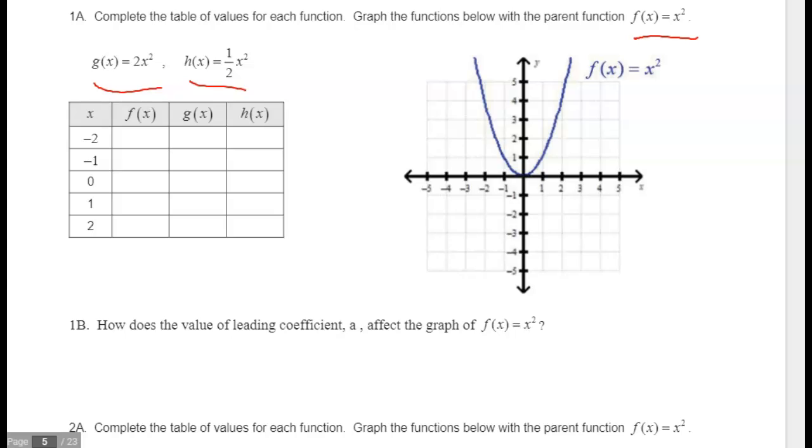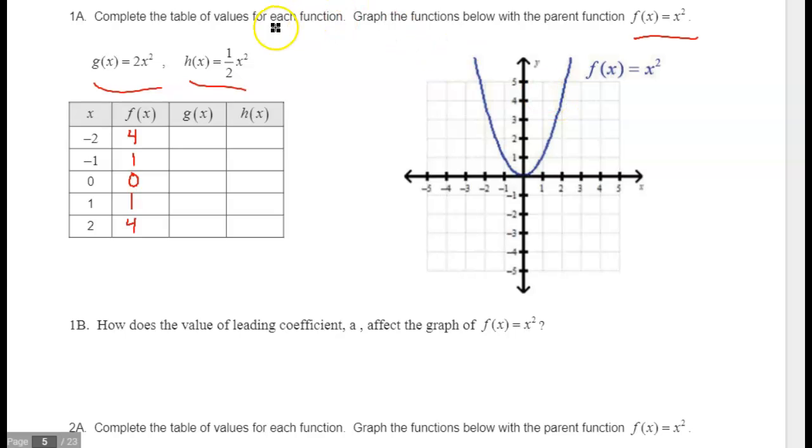So we should know that for x squared, our values are 4, 1, 0, 1, and 4. Right there. There's 0, 1, 1, and 2, 4.